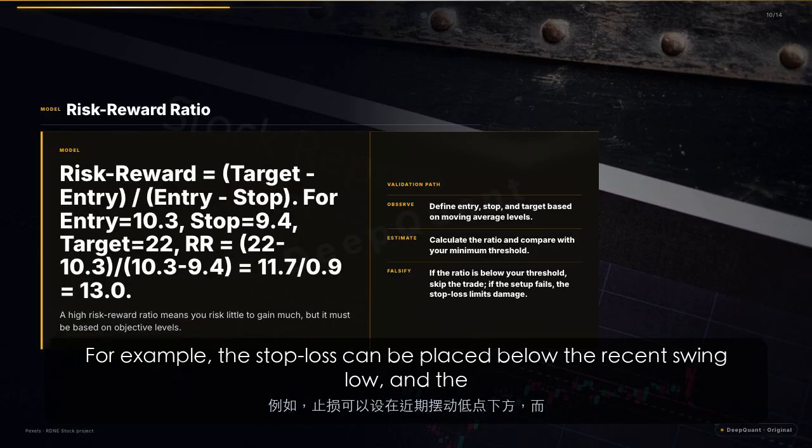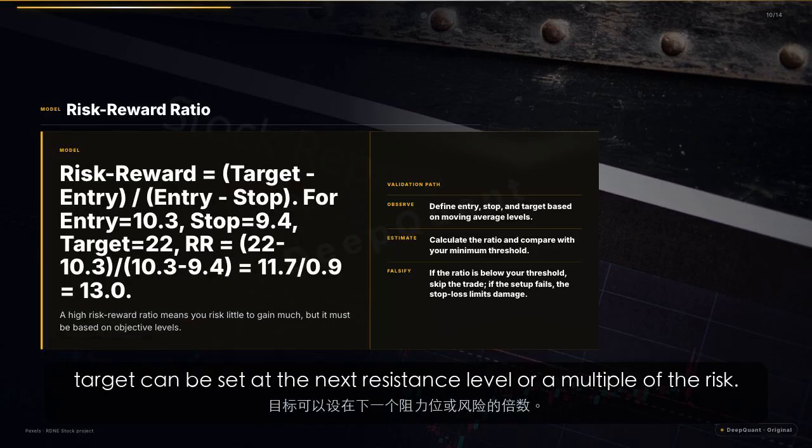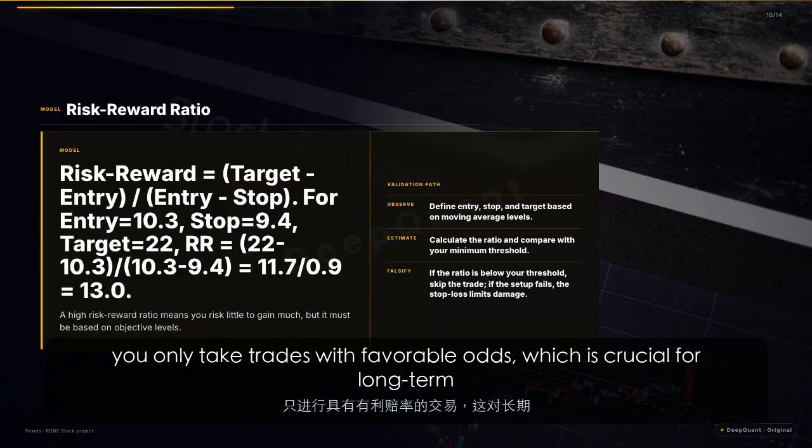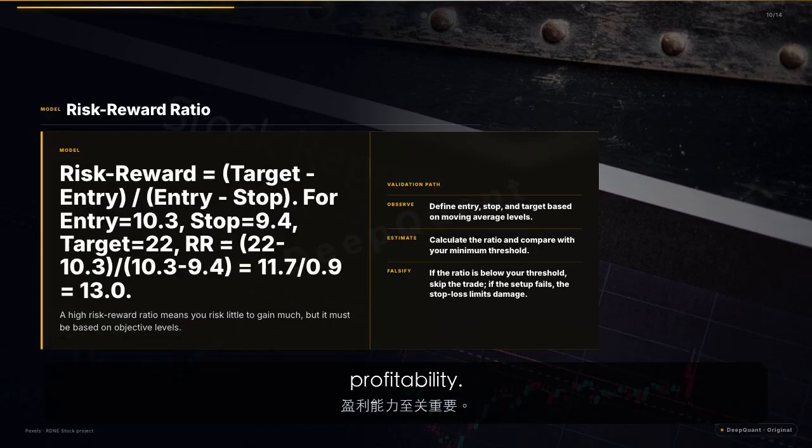For example, the stop loss can be placed below the recent swing low, and the target can be set at the next resistance level or a multiple of the risk. By calculating the risk-reward ratio before entering a trade, you ensure that you only take trades with favorable odds, which is crucial for long-term profitability.